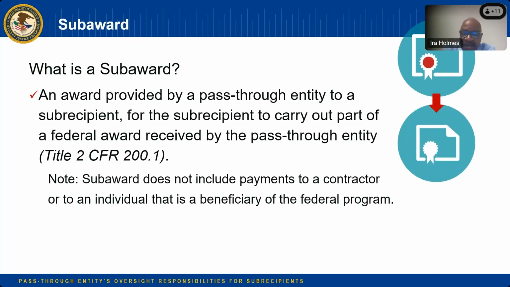What is a subaward? A subaward is an award provided by a pass-through entity to a subrecipient for the subrecipient to carry out part of the federal award. Again, that is from the Uniform Guidance, 2 CFR 200.1, paragraph 1. A subaward does not include payments to a contractor or to an individual that is the ultimate beneficiary of that federal program. So when you're procuring goods or services, that is not a subaward. And payment to a beneficiary of the program is not a subaward.